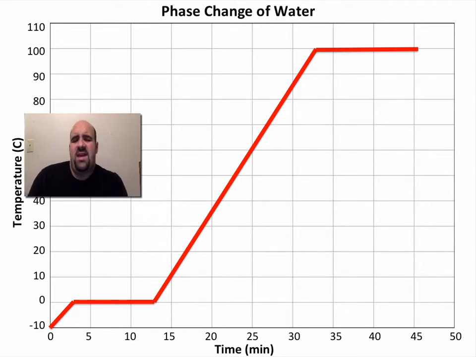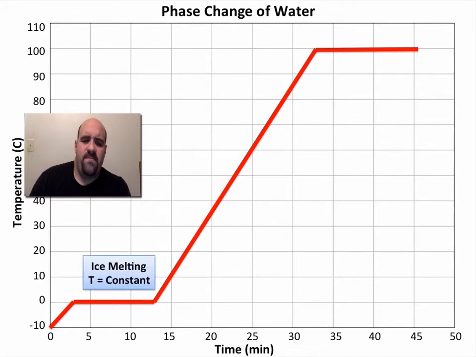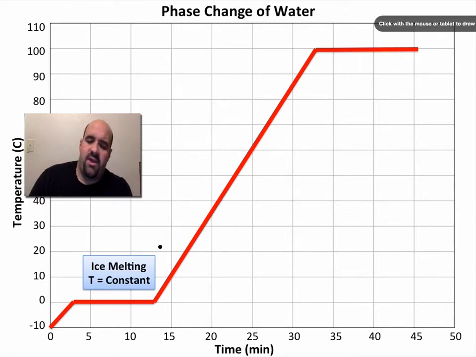Temperature remains constant during phase changes. So here we have a phase change of water graph. And in this area right here, we have ice melting, and the temperature is staying the same. As we go from, say, 2.5 minutes to 12.5, the temperature is staying at 0 degrees. Temperature is constant. Why? Because the ice is melting.